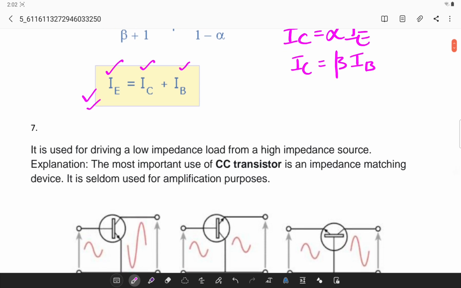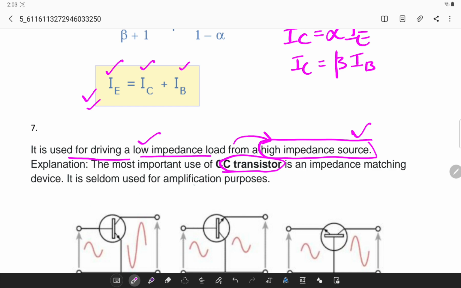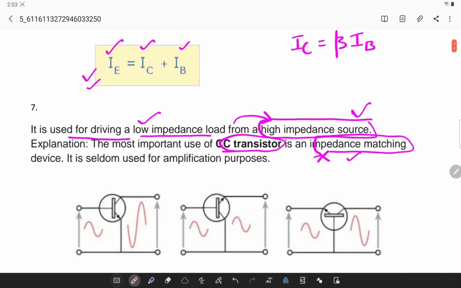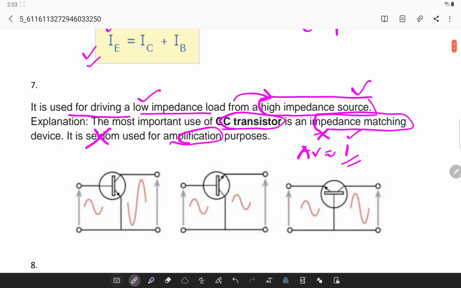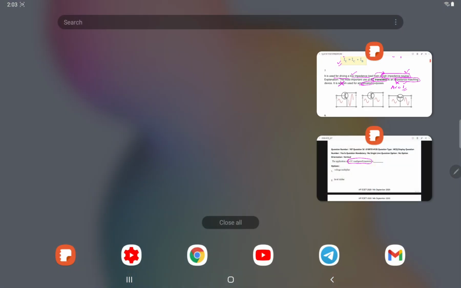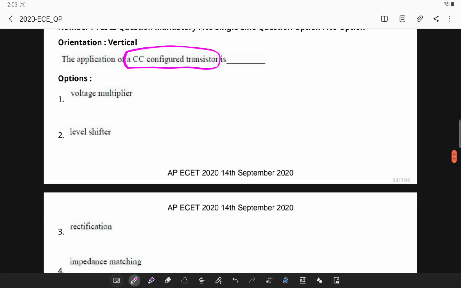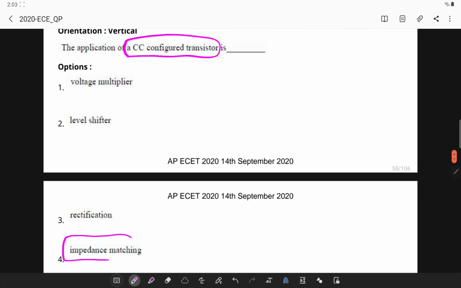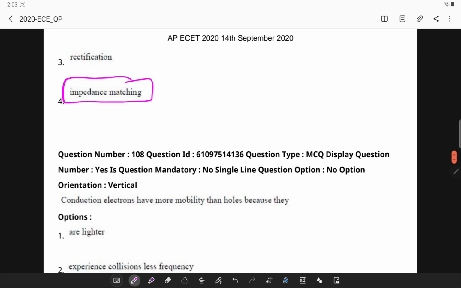Now coming back to this question, basically CC configuration is used in high impedance sources. It is used for driving a low impedance load from a high impedance source. It is also mainly used in impedance matching applications, and it is very less used in amplification because the voltage gain is approximately equal to 1. So the next question, here it is basically used in impedance matching applications.